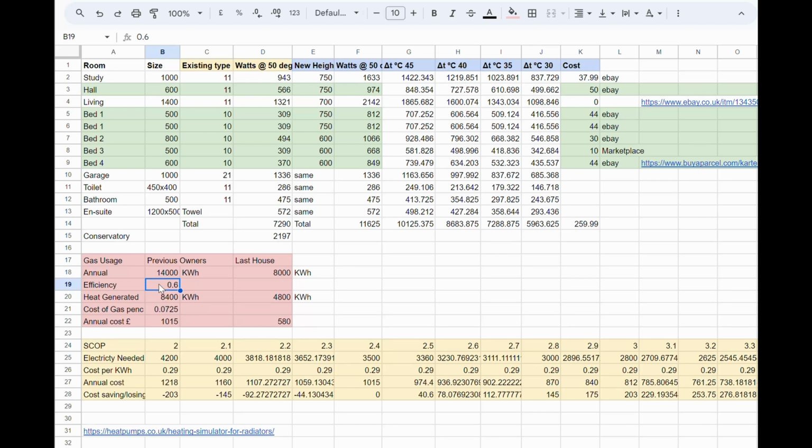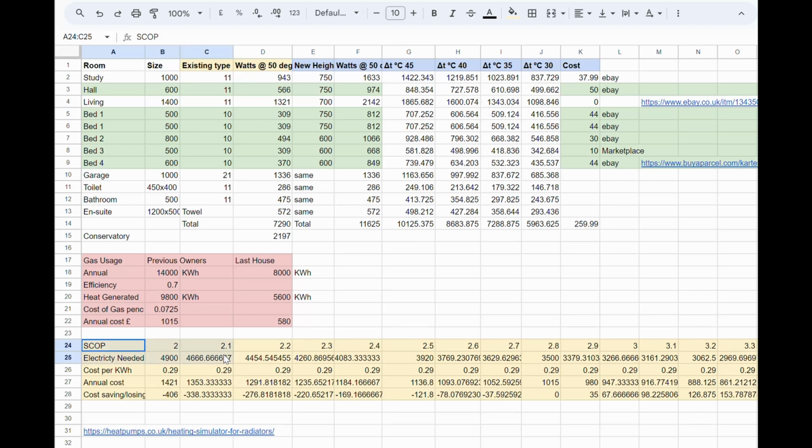So if we roughly calculate that this is 60% efficient, then we're generating 8,400 kilowatt hours of heat. The current price of gas for me is 7.25 pence per kilowatt hour, which brings our annual cost to 1,015, and you can see how this is being calculated at the top. So I could, for example, pop in 70%, let's be really optimistic, and you can see that we're generating more heat. Ultimately, the cost is the same for 14,000 kilowatt hours, of course, but the efficiency is changing how many kilowatt hours we've got here.